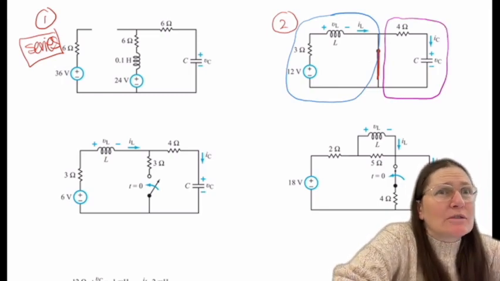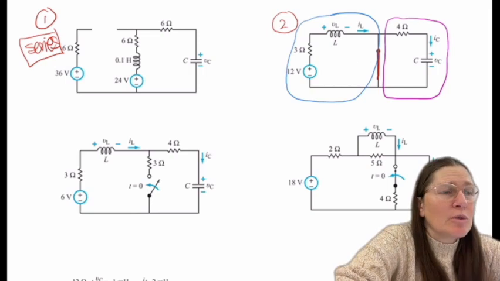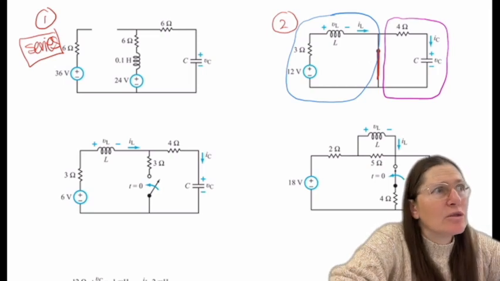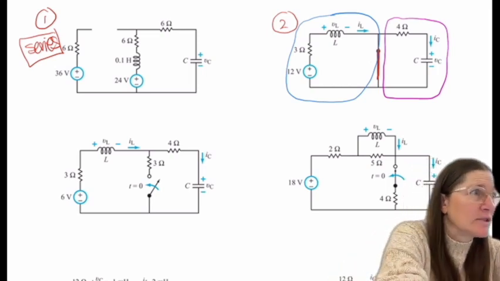So it is neither. You would have to use RL techniques for the left side, and on the right you would use RC techniques. And you would solve them separately. Does that make sense? Okay, so neither, yes, Hiram.